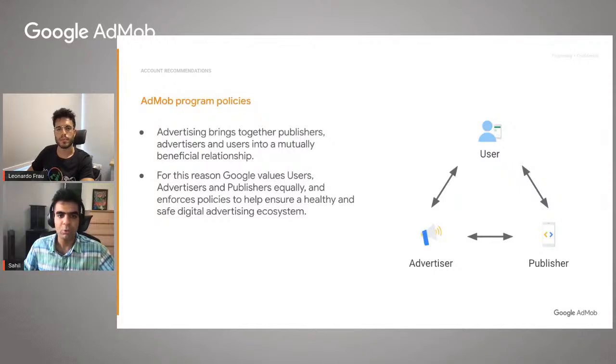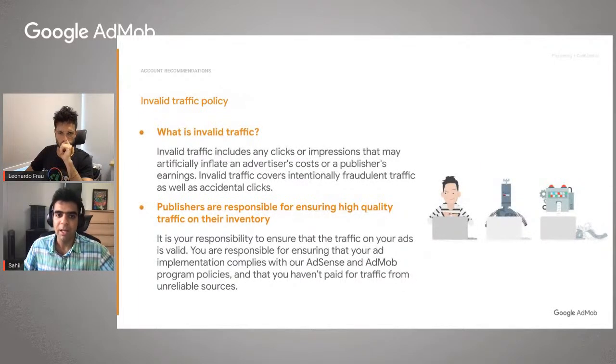Now, before we jump into the program policies, we just wanted to give you an outlook of how the entire ecosystem works. So, for the AdMob ecosystem, there are three key pillars. The first is the user, the second is the advertiser, and the third is the publisher. And in order to be fair and to ensure that everyone is in a safe ecosystem, we keep enforcing policies to ensure that we keep a healthy and safe digital advertising ecosystem. With that in mind, I would like to deep dive into the invalid traffic policy.